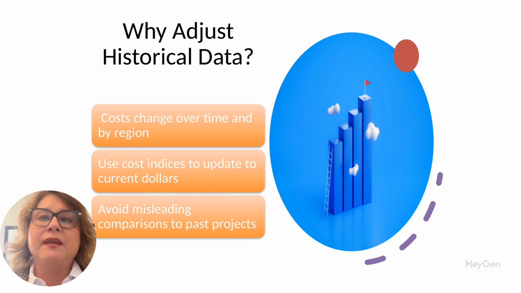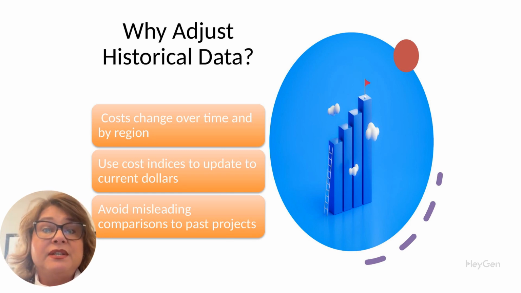They don't. Labor rates, materials, and subcontractor availability fluctuate by year and by region. A project that cost $400 per square foot 5 years ago in a rural town might cost $600 per square foot today in Boston. You must always adjust for both time and location. 2. Use cost indices to update to current dollars.